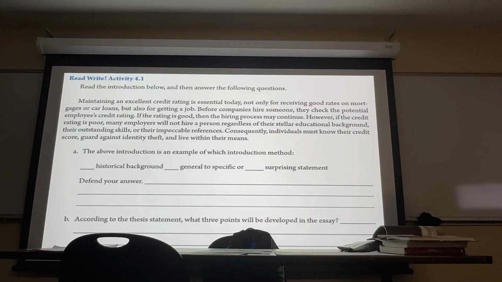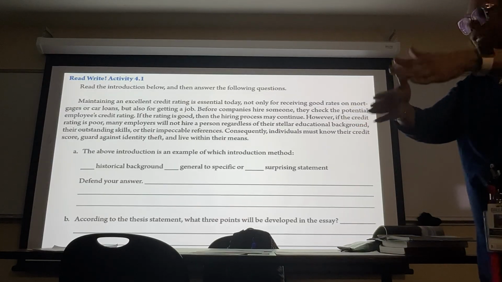What tells you that? It's not surprising. It's definitely not surprising. Come on, something else. It's kind of like a fact or something more. Well, it's general to specific. What's the purpose of general to specific? What does that do? Basically, it narrows down the main idea. Yeah, it starts wide and then goes in.